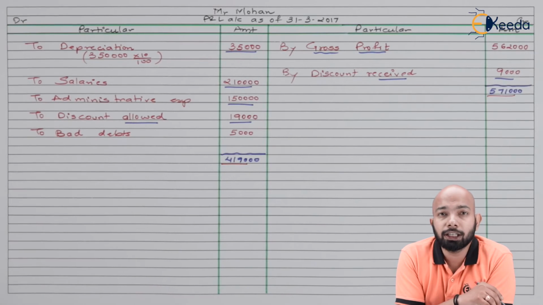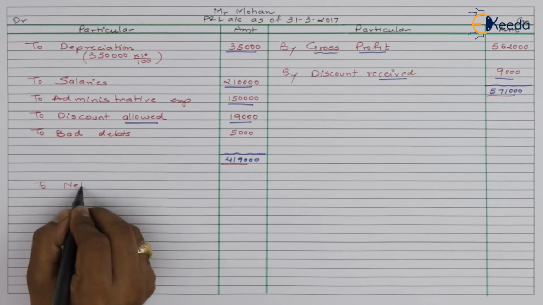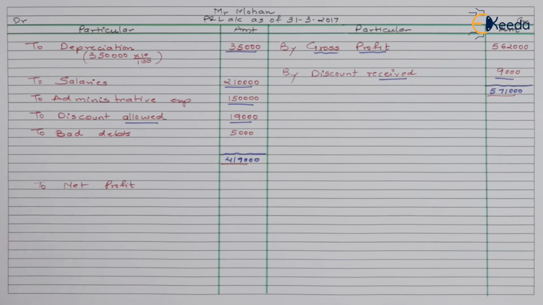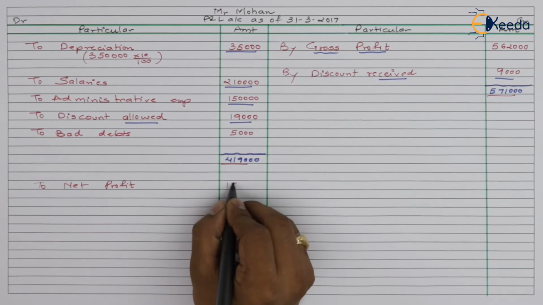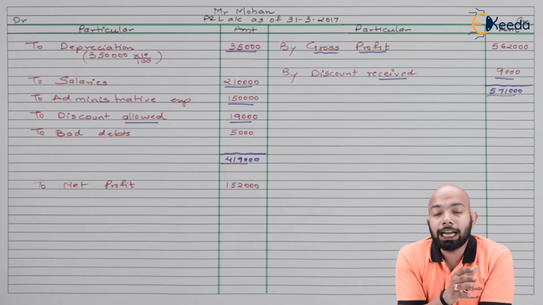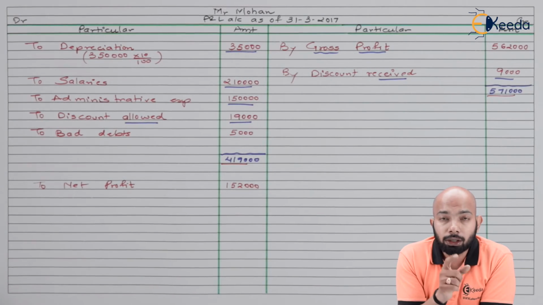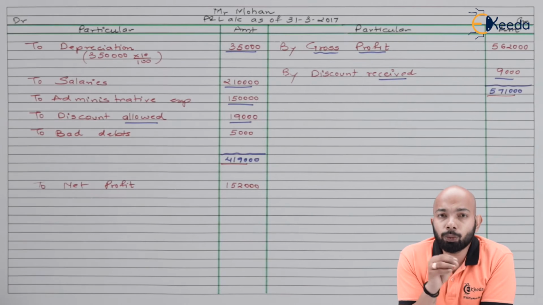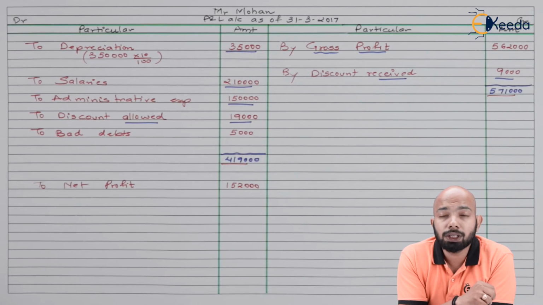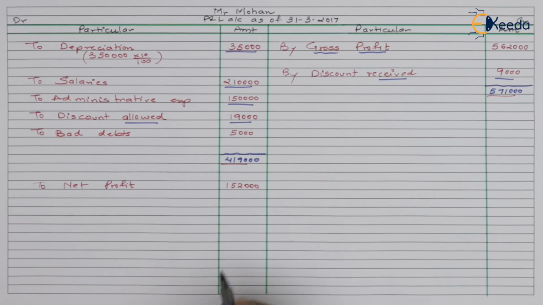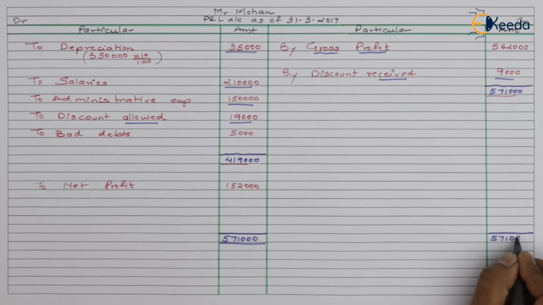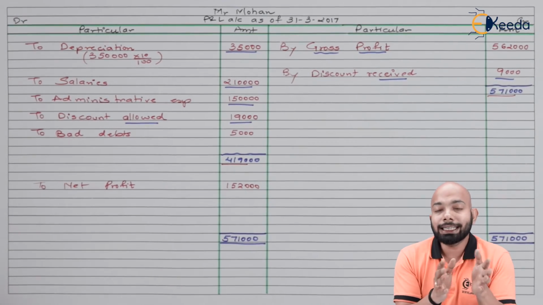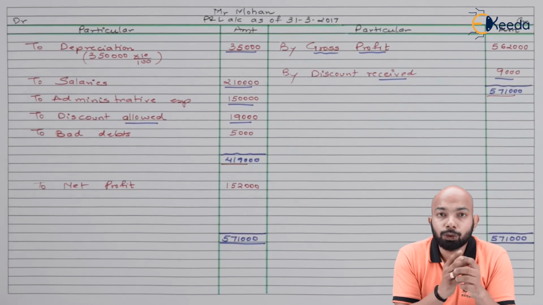So let's calculate how much is the net profit. So 1,52,000 is the net profit that we have figured out. Now this will be moved to the balance sheet preparation, which will be the last part of it. Right now we'll mention the final tally of this profit and loss account, which is 5,71,000. Now the next step will be preparation of balance sheet. So let's move to that.